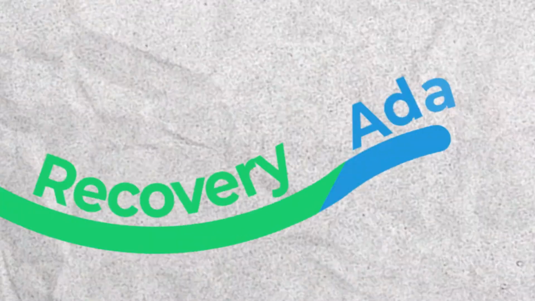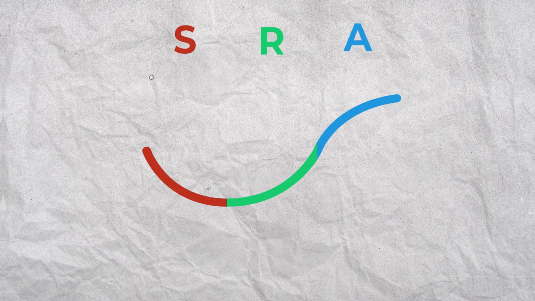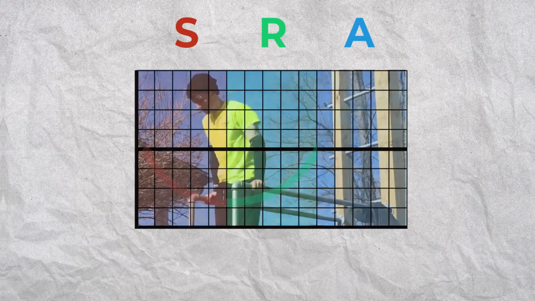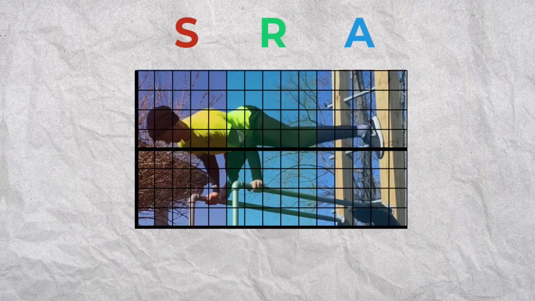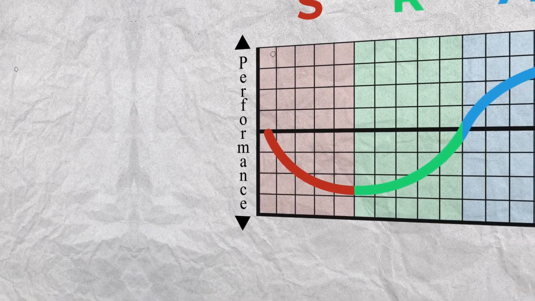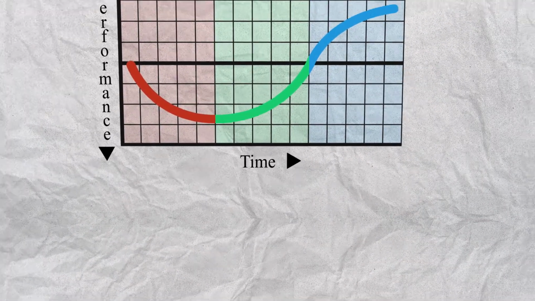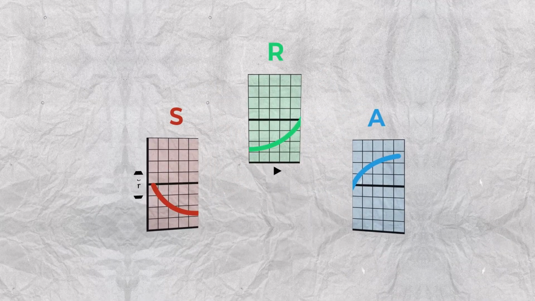The Stimulus Recovery Adaptation Curve, also known as SRA curve, is a graphic representation of our body's response to training. The y-axis is our performance, and the x-axis is time. The SRA curve can be broken into three sections.